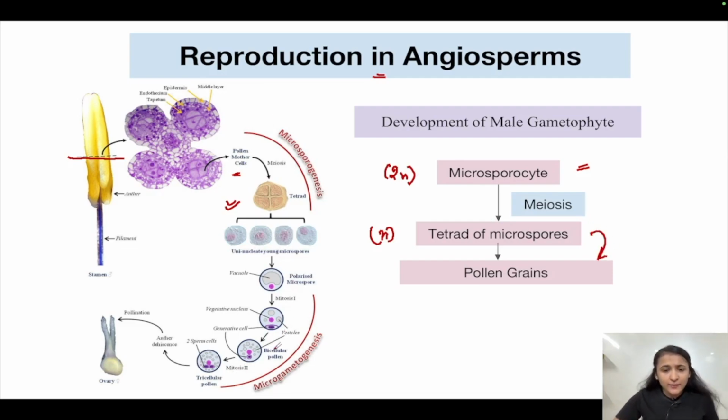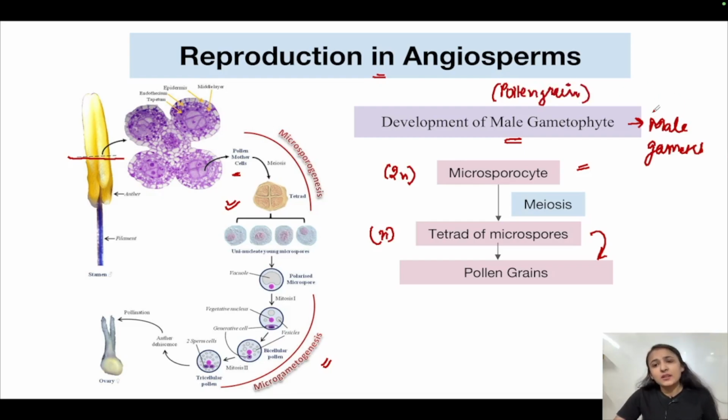Here microgametogenesis is written because it is the formation of the male gametes. The pollen grain is the male gametophyte, which bears the male gametes. A gametophyte is a structure which bears the gametes. So here the male gametophyte is the pollen grain, and these microspores will develop into the pollen grain like this.